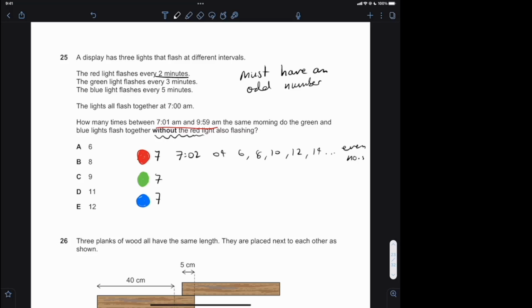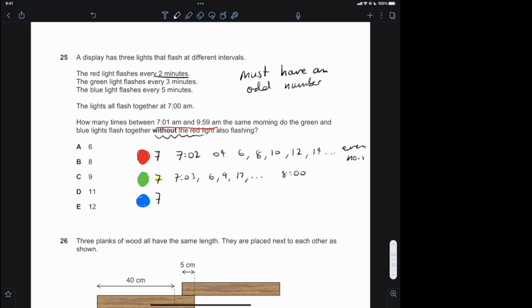Now, the green one is going to have multiples of 3. So 7:03, 06, 09, 12, etc. And now, think about it. When we get to 8 o'clock, that's the equivalent of arriving on the 60, because you'd go 7:57, and then you'd go 8 o'clock. So that means the cycle repeats itself, starting at 7, going till 8, and then you see the same numbers would happen: 8:03, 8:06, 8:09, etc.